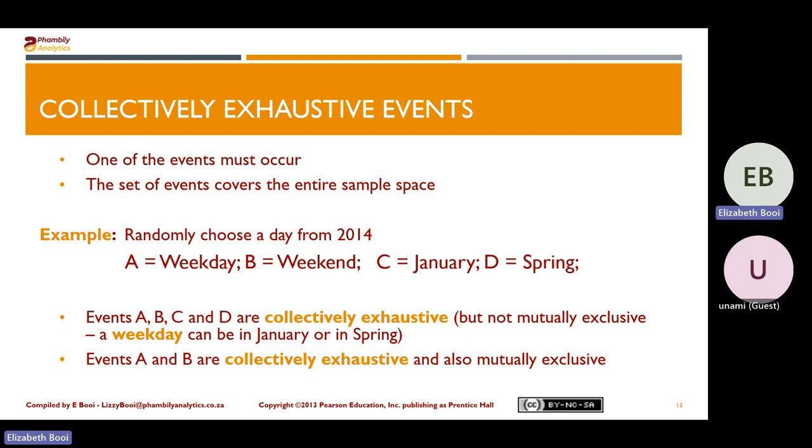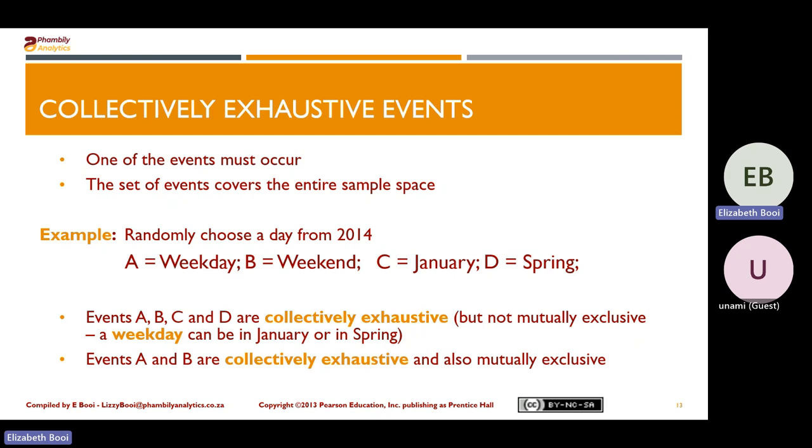So let's assume that we randomly choose a day in 2014: A representing all the weekdays, B representing days that fall on a weekend, C representing days that fall in January, and D representing days that fall in spring. Weekday and weekend, and January and spring, they all create collectively exhaustive events because they all include all the days of the calendar, right? But they are not mutually exclusive. A weekday can also be in January and can also be in spring, and a weekend as well.